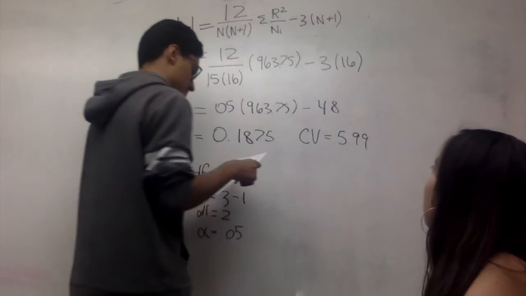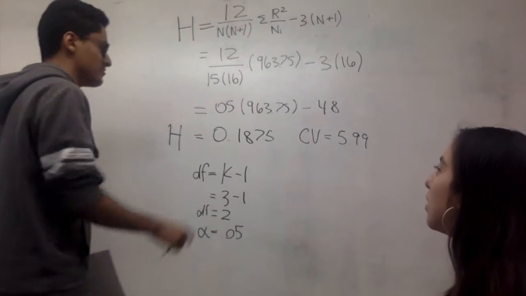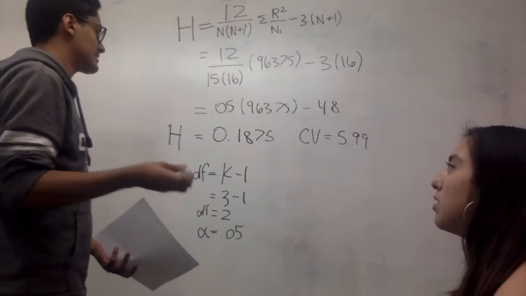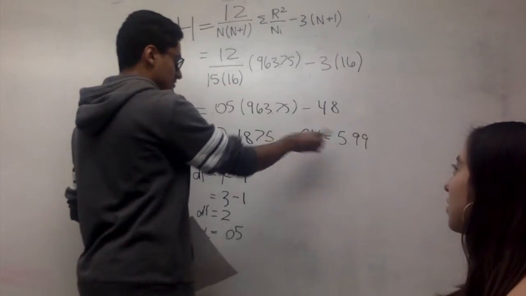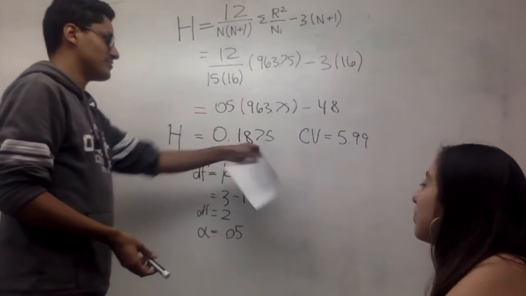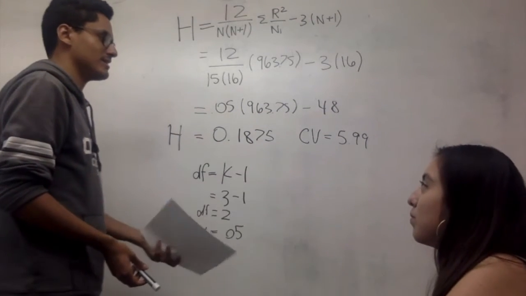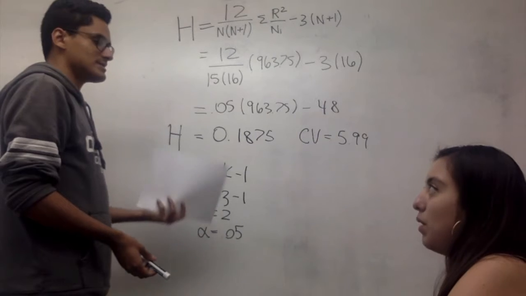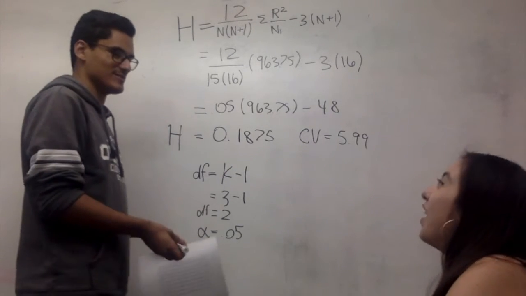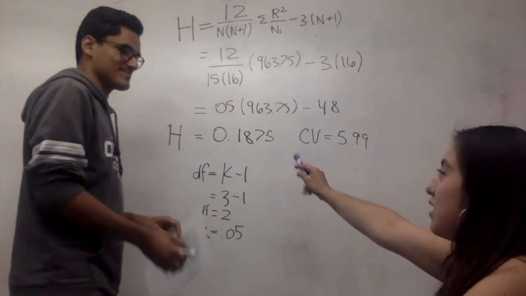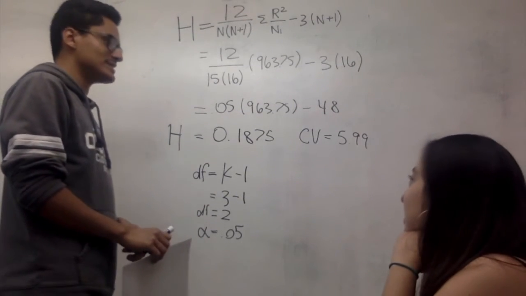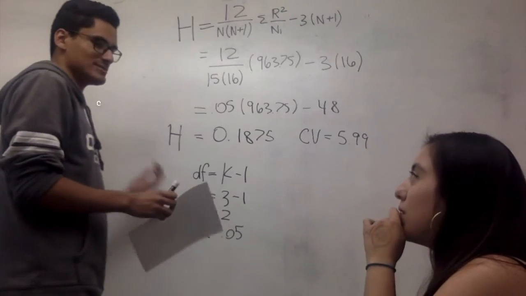And the final step is just to compare these two numbers. So our CV is greater than our H. That's right, it's a lot greater. So because our test statistic does not surpass the critical value, we cannot accept that we have enough evidence to reject the null. So we will fail to reject the null. Okay, so because our H is smaller, we reject the null then. That's right. And so it's pretty safe to conclude that color does not influence test score.